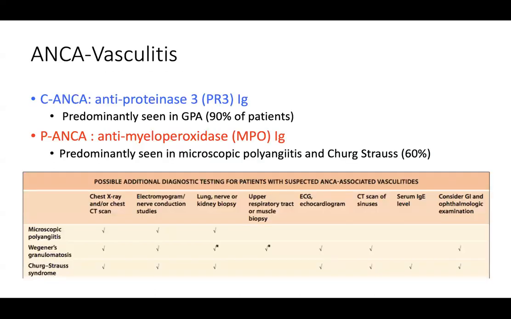So it's just important to think that these ANCA-mediated processes are really statistical. Predominantly seen in GPA, 90% of patients would have C-ANCA. Well, that means 10% of patients don't, right? And for P-ANCA, in microscopic polyangiitis and Churg-Strauss, 60%. Well, that means 40% don't. They may have the other, or they may have nothing.